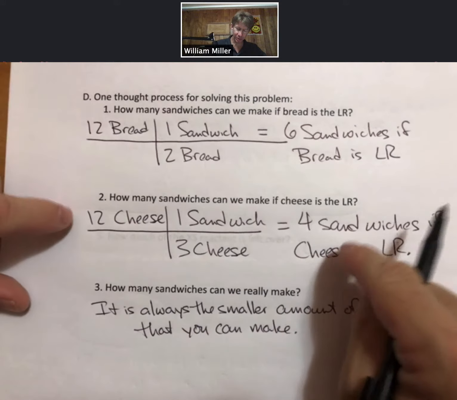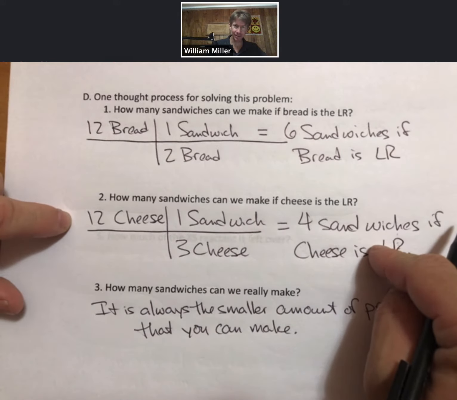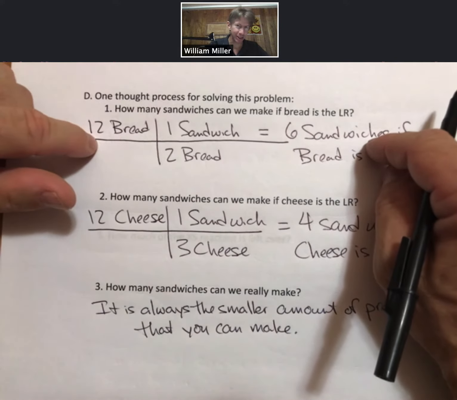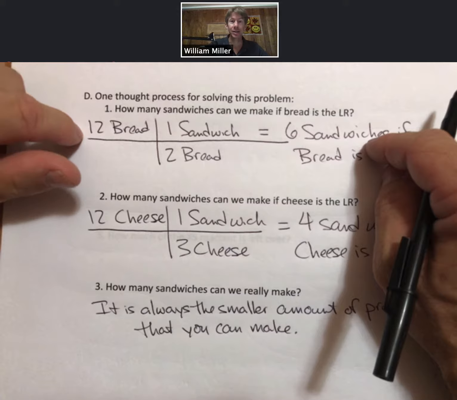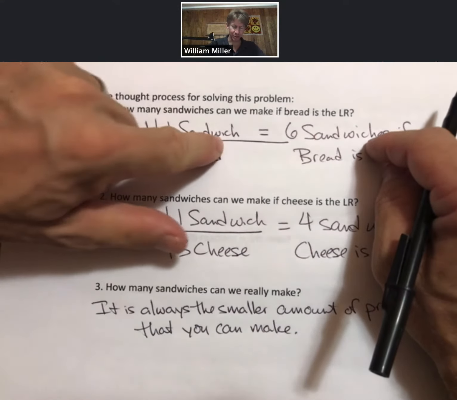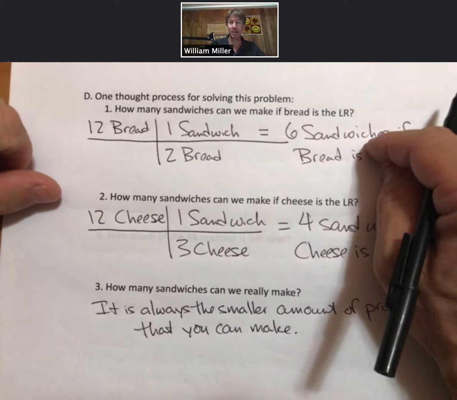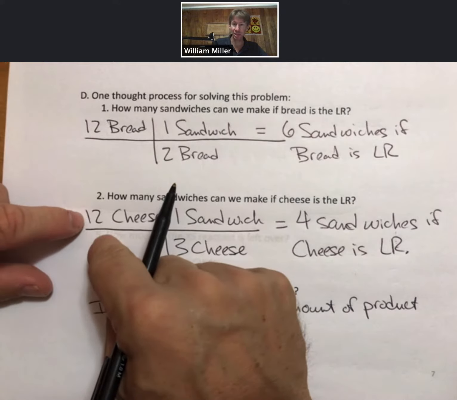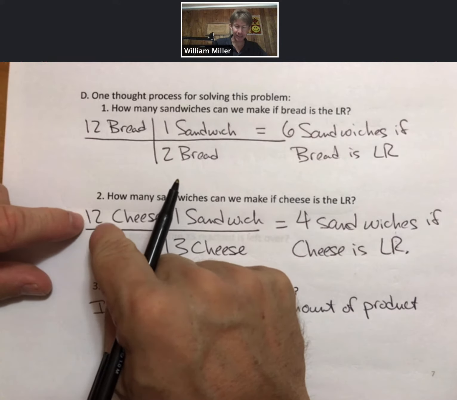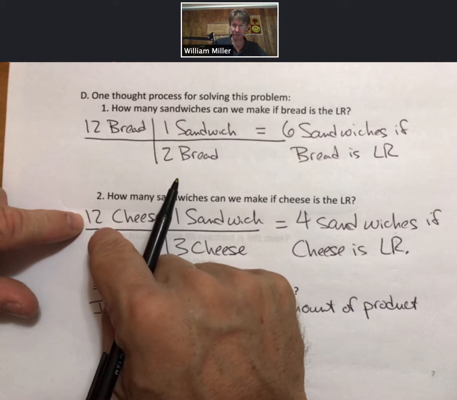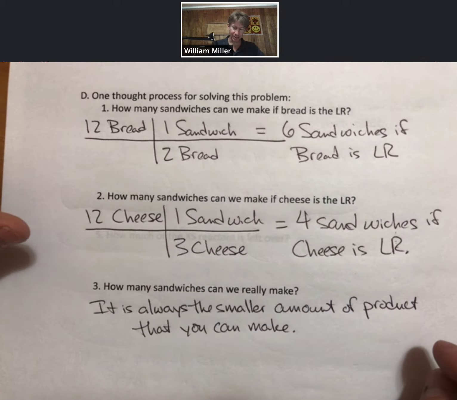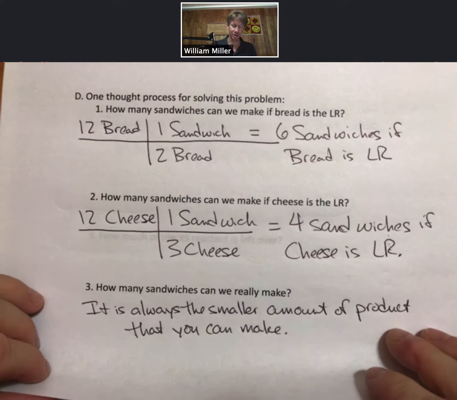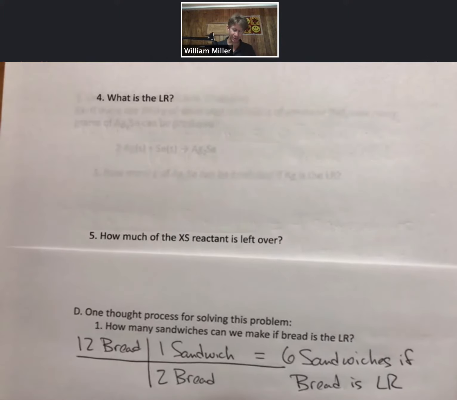And once you do this calculation up here, we will never use the 12 bread in a calculation again, like this, where we convert it into something else using unit conversions. We will use the 12 cheese though, because the 12 cheese are actually used up. And this is the starting point for all other calculations that we're going to do. So that is the thought process for thinking about limiting sandwiches in terms of sandwiches. We still have some more to do.